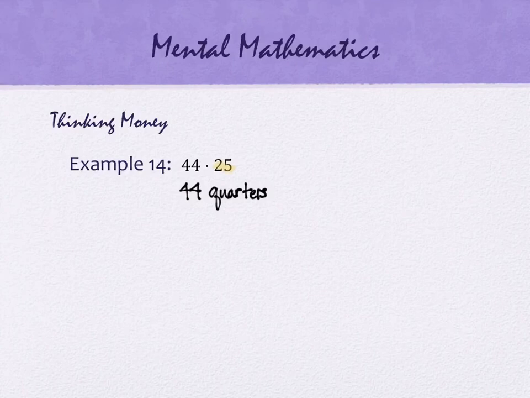All right, you got 44 quarters and you don't want to carry that many quarters in your pocket. What could you do to make your pocket lighter? You could make that $11, right? Because 4 quarters is $1.